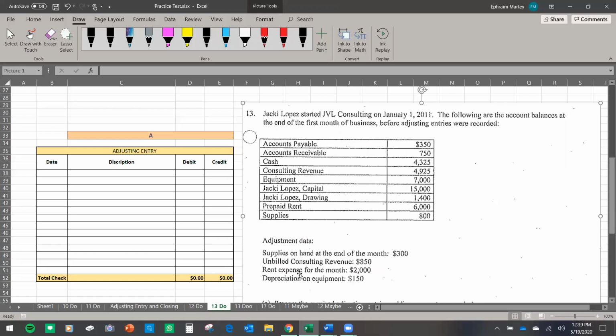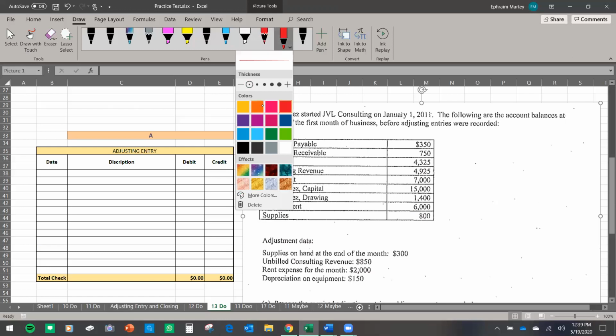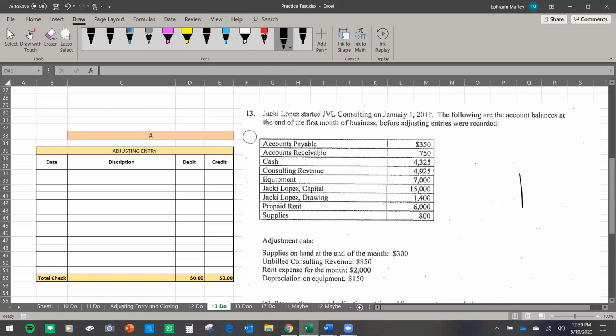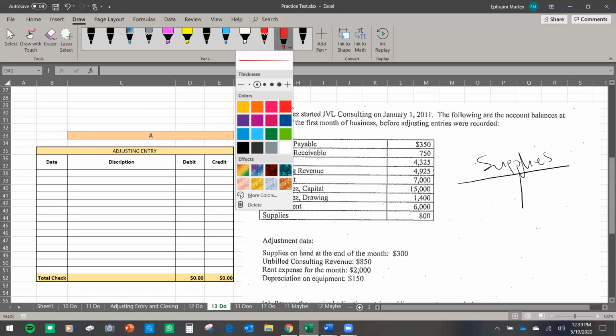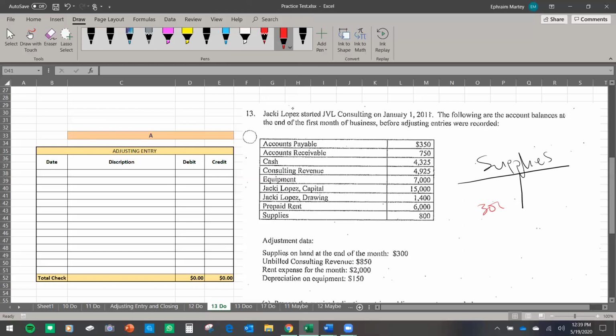But it says supplies on hand at the end of the month is $300. Okay. So if you were to have your T account, you would have had this thing like that, and then you will have supplies. Okay, that's your supplies account. And then supplies at the end is what we call 300.